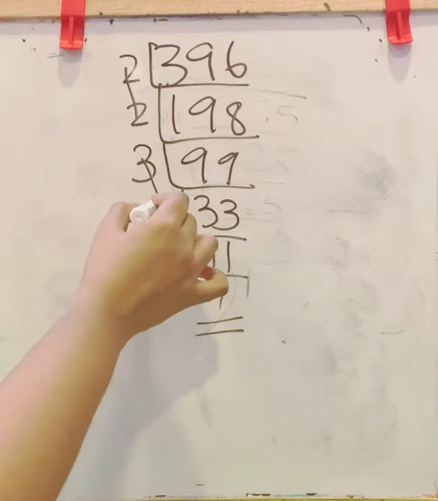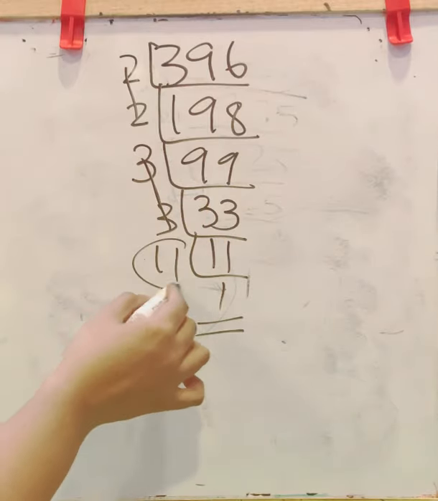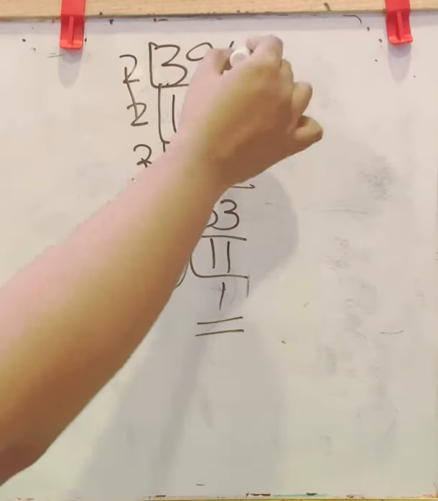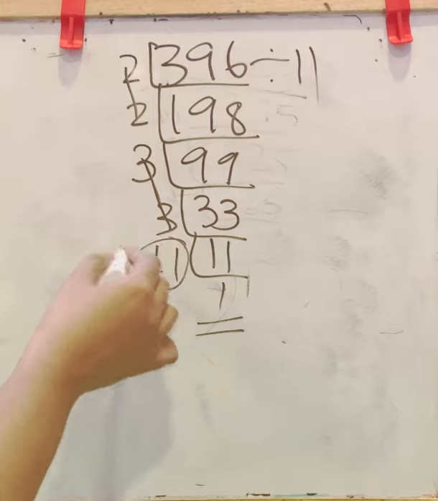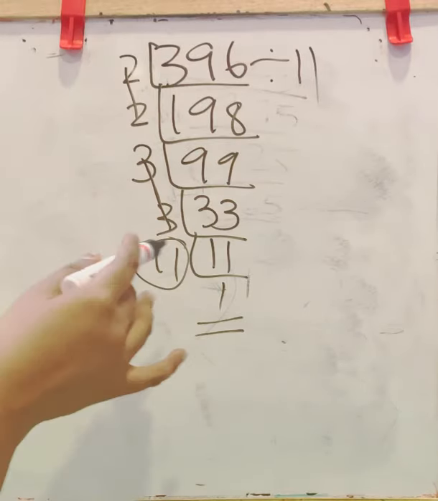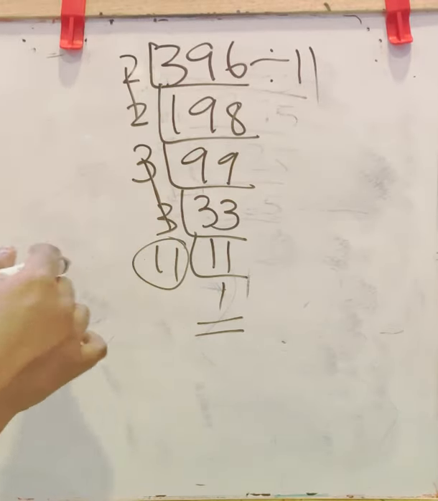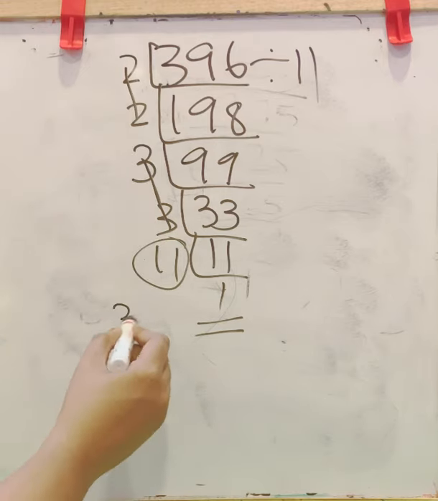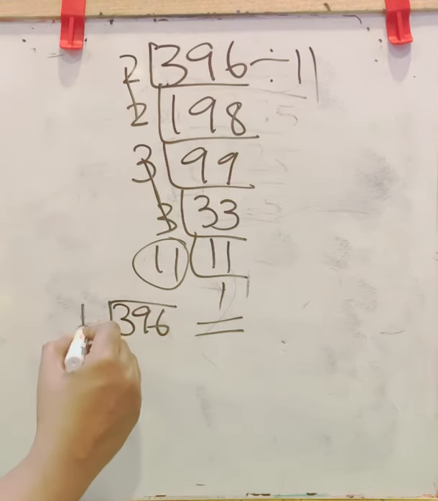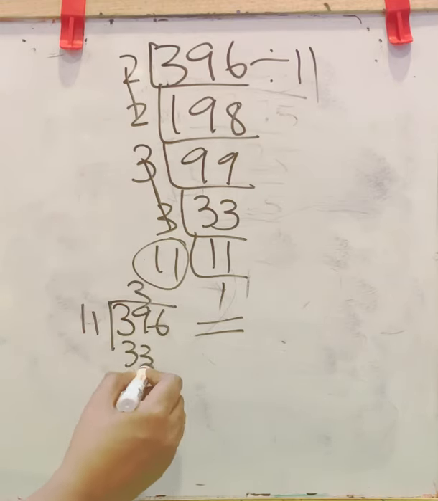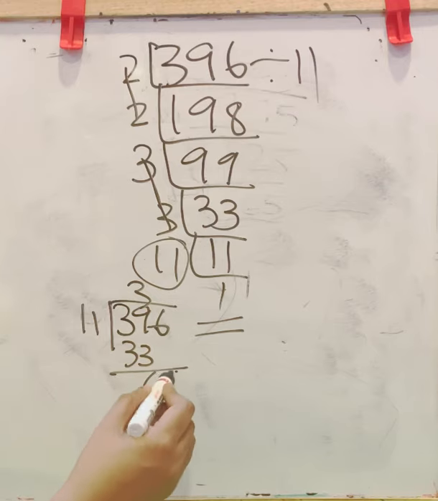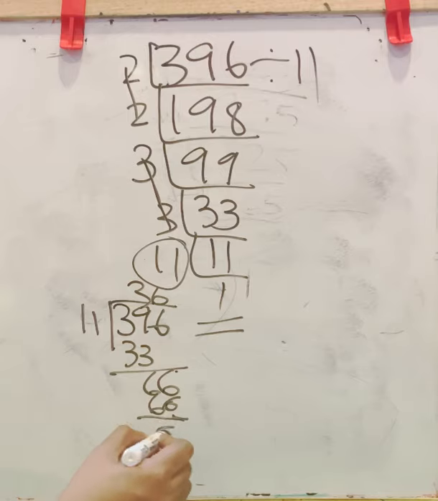Now you have pairs for 2 and 3. 11 is a number without a pair. So you can divide it with 11. So 11 gets cancelled. If you cancel that 11, you can make a perfect square number. So what is 396 divided by 11? 11 3s are 33. Balance is 6. Carry down the 6. 11 6s are 66. Balance is 0.